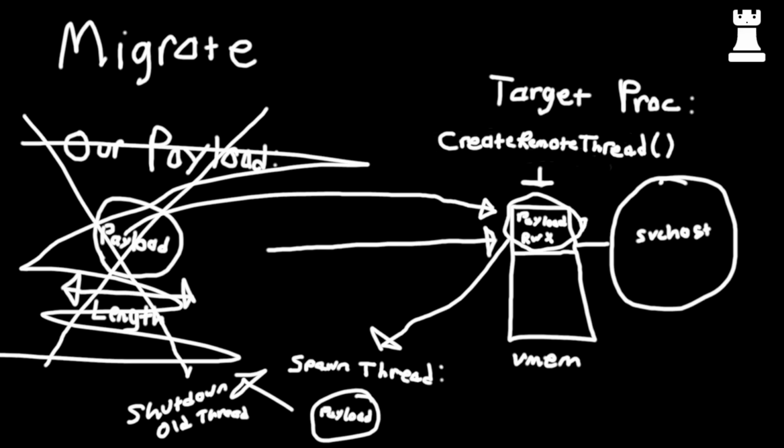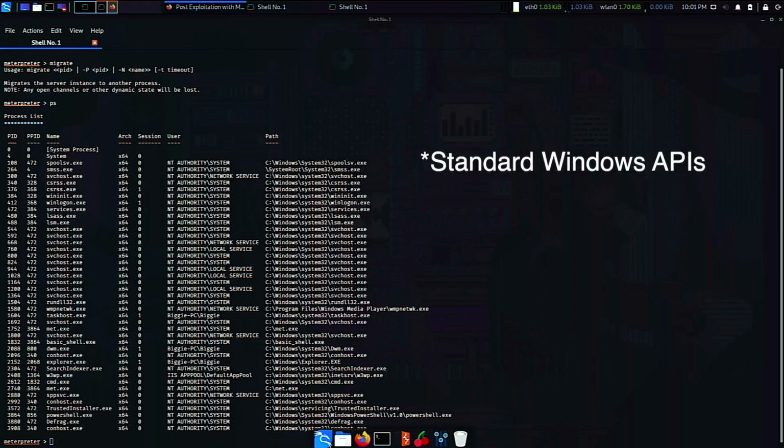So this is super complex, and sometimes it doesn't always work. But I think it's really important to go over how this works, because you can actually implement migrate on your own using these standard APIs. So if you needed to migrate processes and you don't have Meterpreter, it's very important to know how it works, and that's why I wanted to go over that.